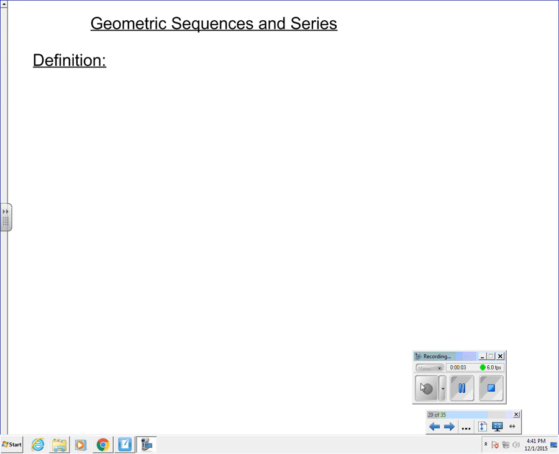This is our Unit 8, Day 5 video. And what we're talking about in this video is geometric sequences and series. In the last video we were talking about arithmetic sequences and series, where we're adding, there's a common difference. A geometric sequence is where we have a common ratio, so we're multiplying every time.